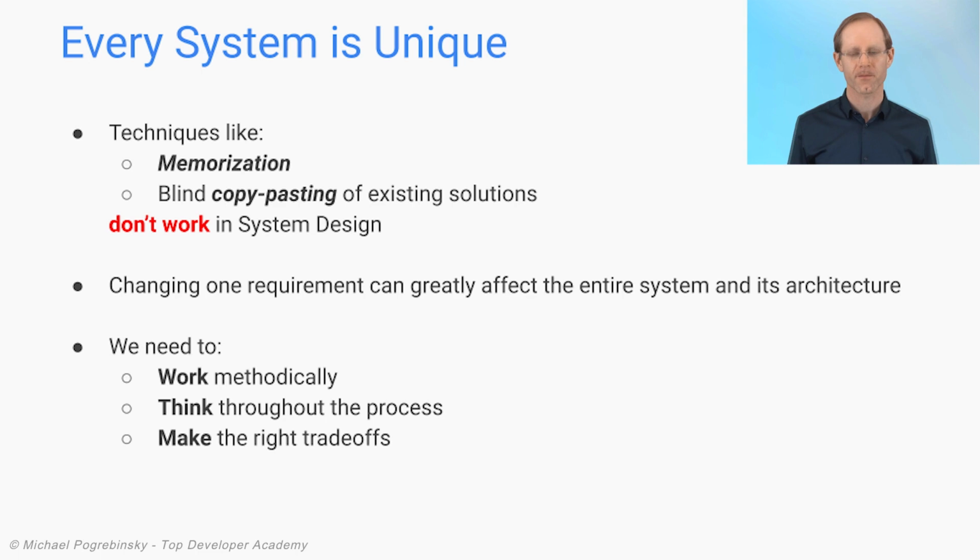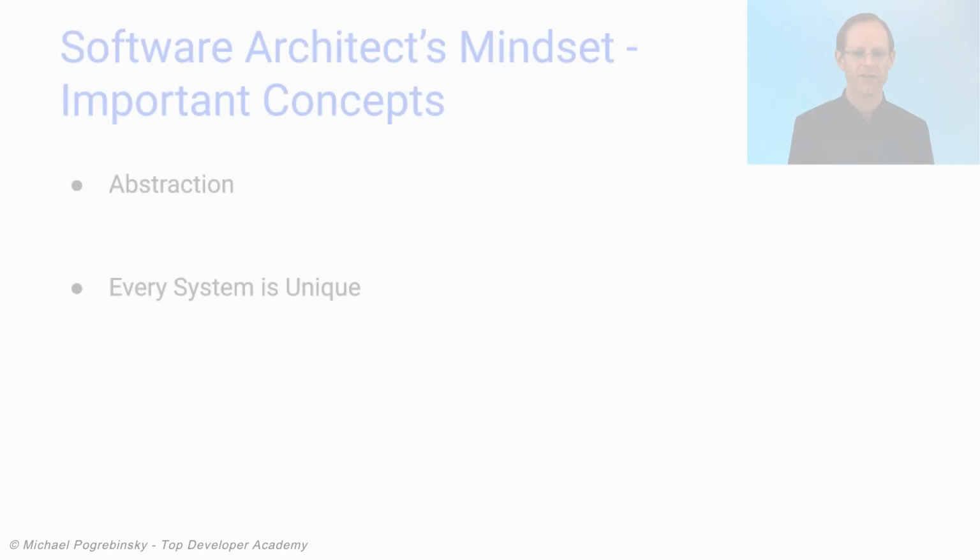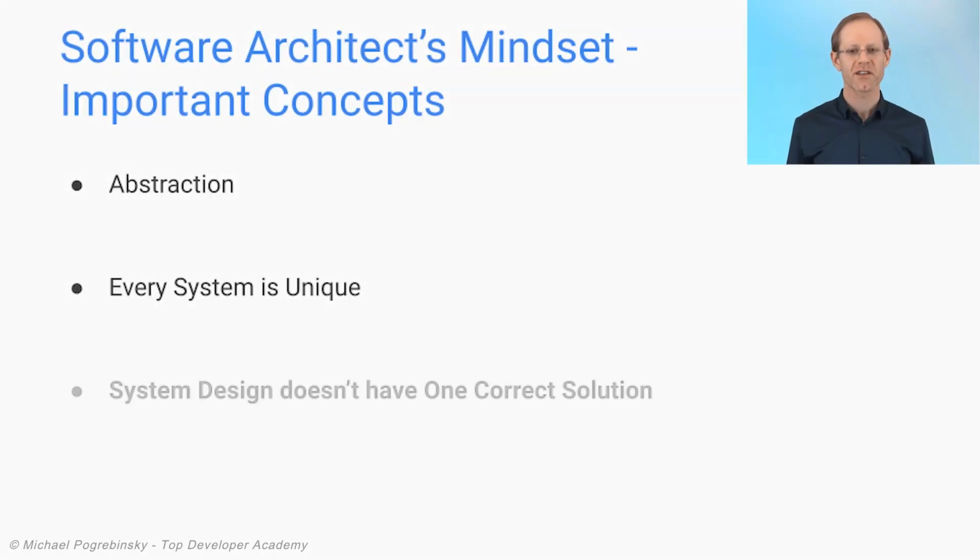At the same time, there are quite a few common architectural patterns which are solutions to smaller problems that can really help us save time. So we'll see how to apply those patterns in practice throughout the course. The third important concept is that system design never has one correct or optimal solution.